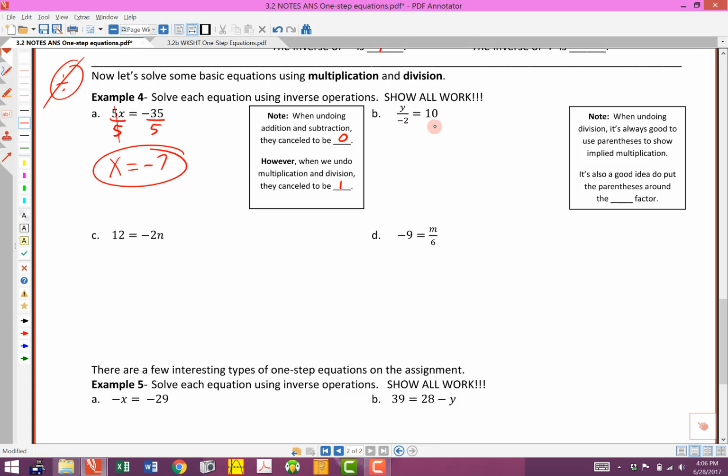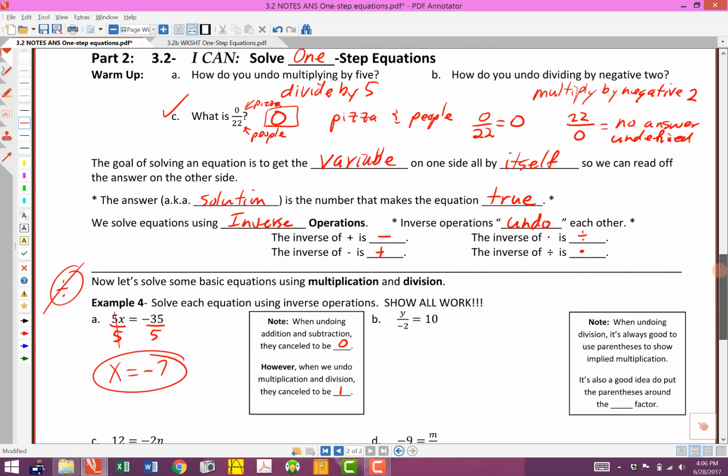So let's take a look at this one right here. y divided by negative 2 is equal to 10. Now you'll notice that in the warm-up question I actually asked you about these. So how do we undo timesing by 5? We said we divide by 5. And how do we undo dividing by negative 2? Well, we invert the operation. We undo dividing by multiplying, but the number stays the same.